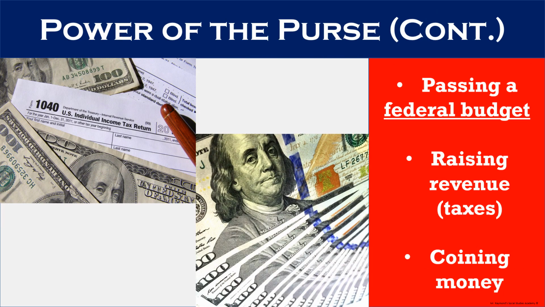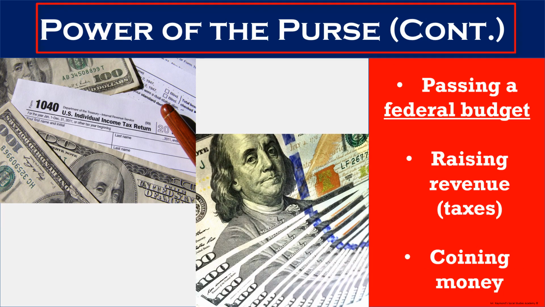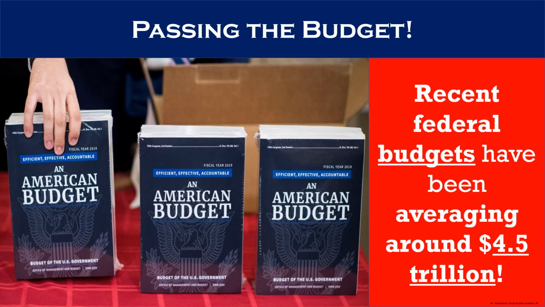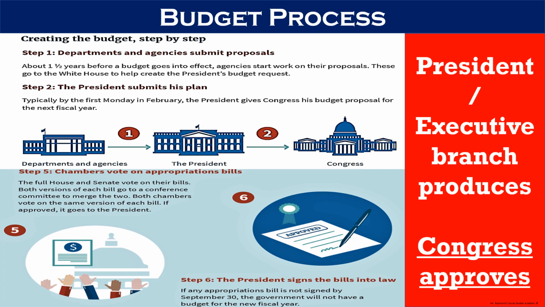So we spoke in our last lesson on Congress of what's referred to as the quote-unquote power of the purse in their role of creating taxes. And we are going to continue that today in their authority to approve the federal budget. Recent federal budgets have been averaging around a massive $4.5 trillion. So how did we get to that number?